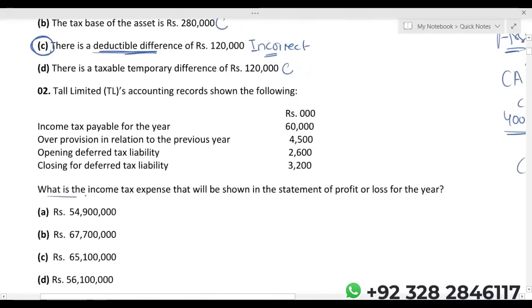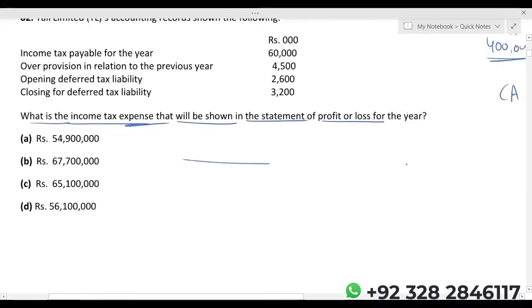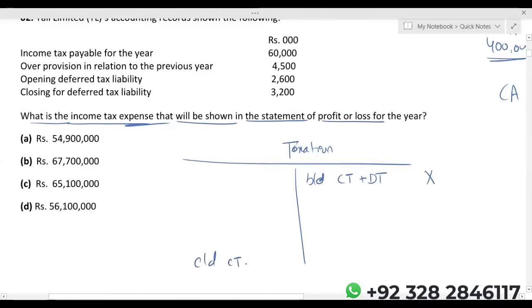Okay, what is the income tax expense that will be shown in the statement of profit and loss? Now listen. Taxation T account: brought down current tax plus deferred tax, carried down current tax plus deferred tax. Then you will get the tax which is charged to P&L.